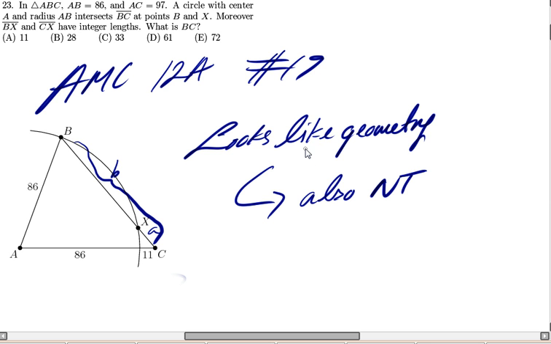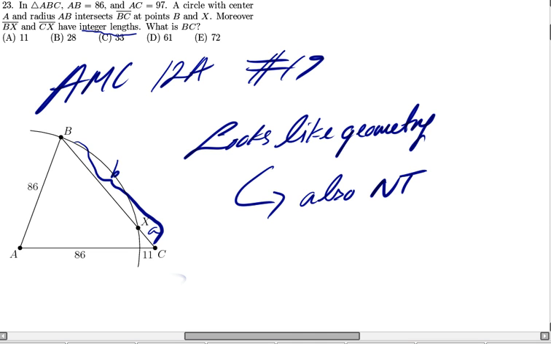The first thing to notice is that this looks like a geometry problem, but it's actually more of a number theory problem, which is a very interesting thing to observe. And specifically, you can see that by noting the condition that BX and CX have to be integers. That's a very interesting condition for a geometry problem. And as we'll see, more of the core argument is in the number theory.